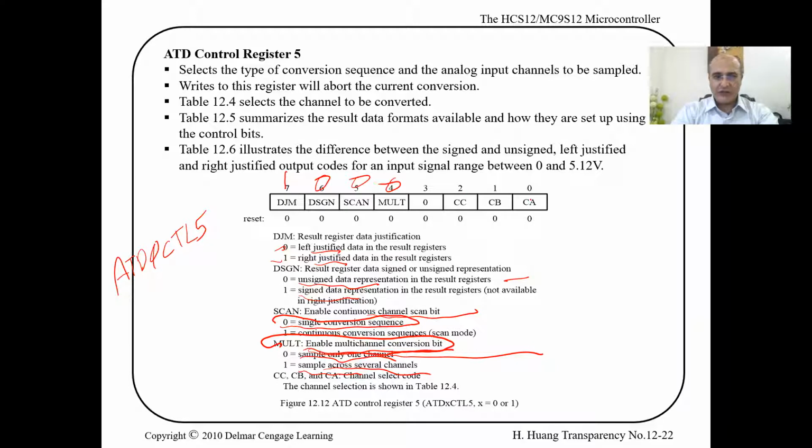And here will be the channel that we want to read. That is, if we want to read AN0, this will be 0, 0, 0. If we want to read analog channel 1, this will be 0, 0, 1, up to AN7, so analog pin 7, this would be 7, that is 1, 1, 1.